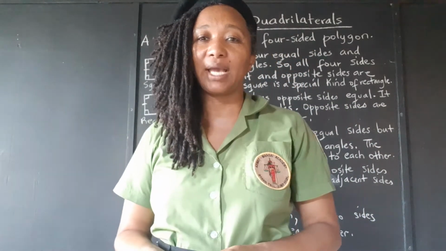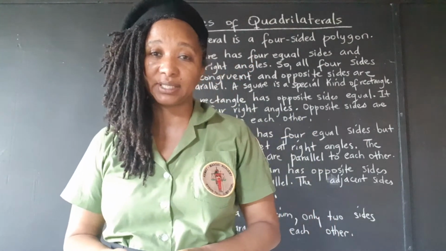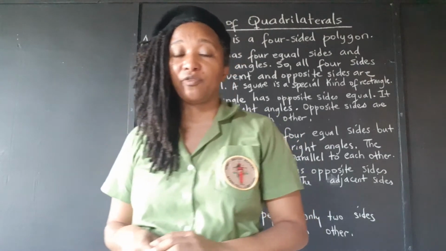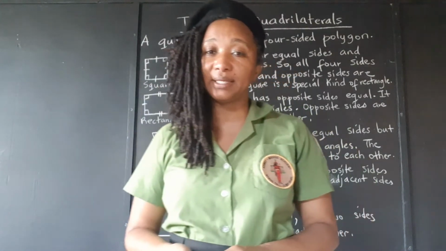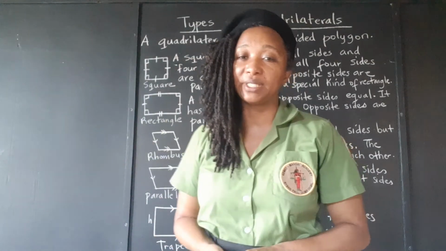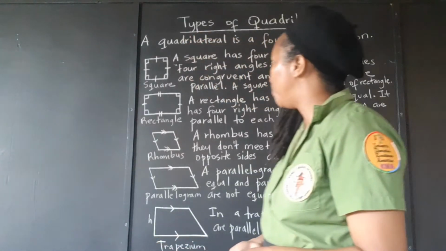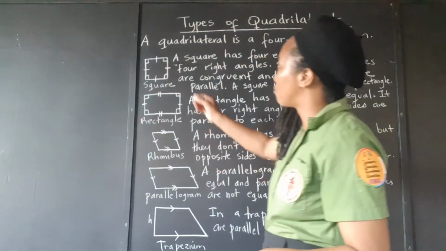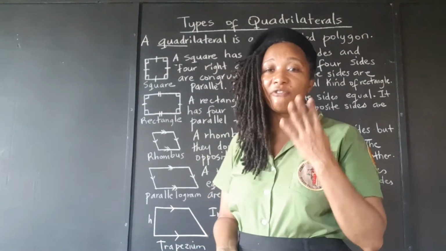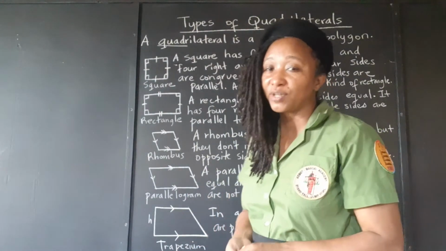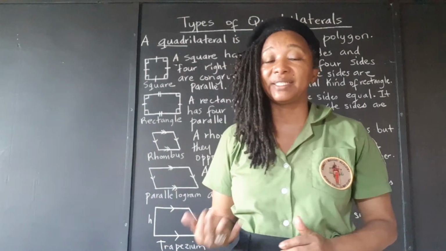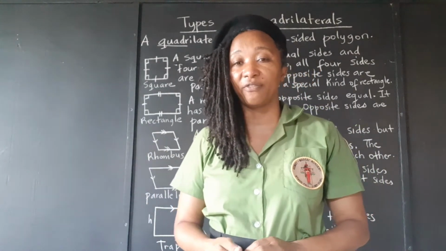This morning we're looking at types of quadrilaterals. Now, quadrilaterals are polygons. If you don't know what a polygon is, just check the video that was done on that and bring yourself up to speed. So, a quadrilateral, we're looking at the root here, quad, which indicates 4. A quadrilateral is a 4-sided polygon, and there are several different types of quadrilateral.